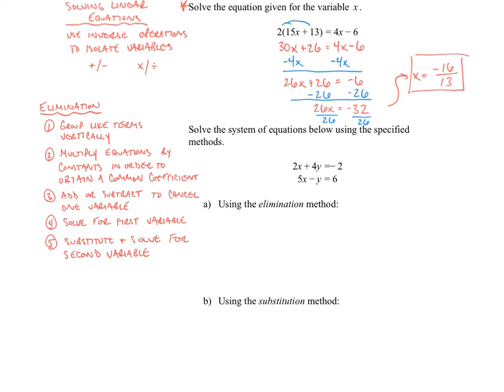And what I mean by that is these x's don't have the same coefficient. In the first equation, the coefficient is 2. In the second equation, the coefficient is 5. And the y variable doesn't have the same coefficient either. I've got a 4 here and a negative 1 here. So I need to pick either x or y and then multiply these equations by a constant so that I get those numbers to be the same.